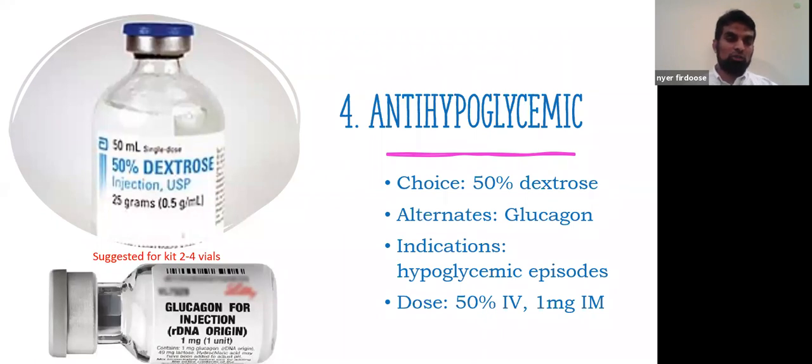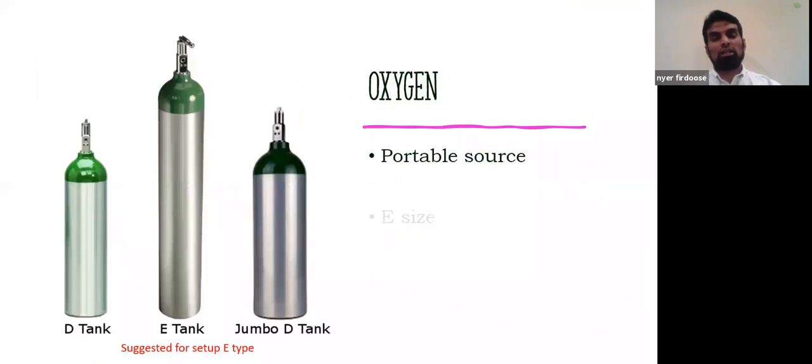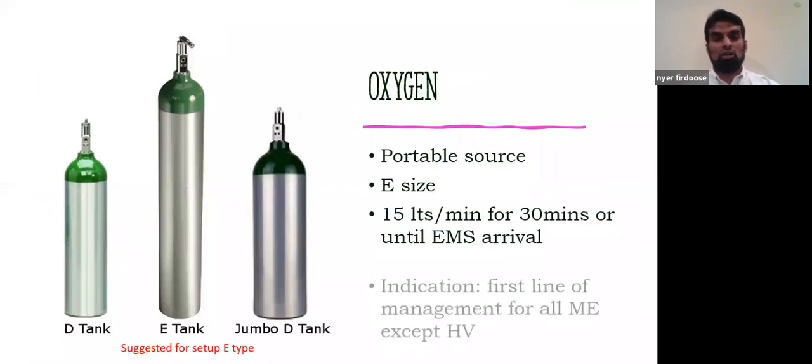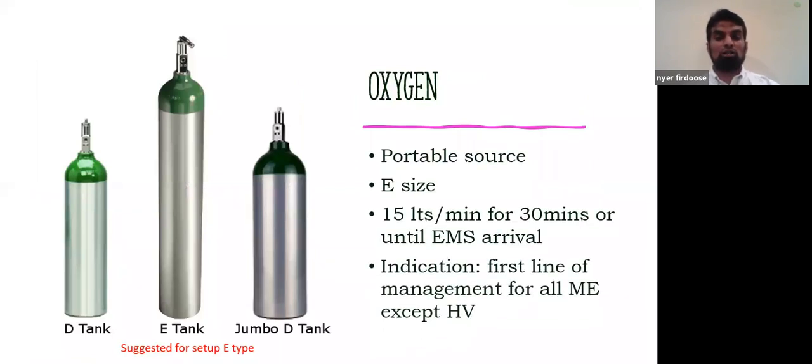The suggested unit of kits for the kit is 2 to 4 vials. And then coming to the non-injectable drugs, the oxygen. This is the most important drug in an emergency. A patient with chronic obstructive pulmonary disease should be given oxygen with caution, because apnea may result. Oxygen is indicated for every medical emergency except hyperventilation.